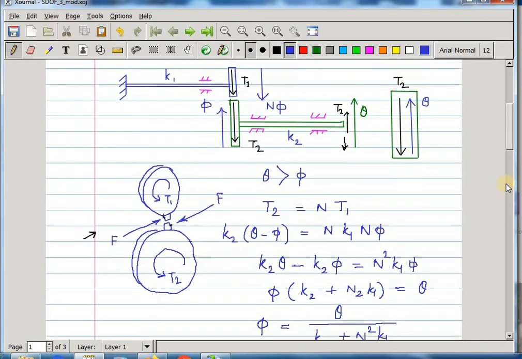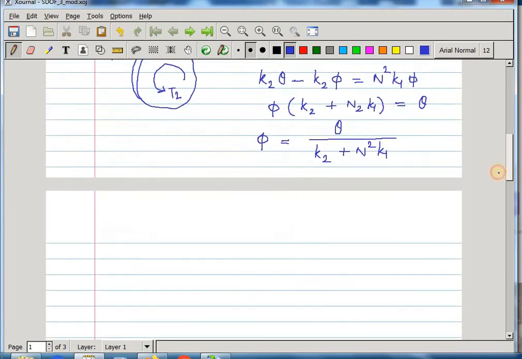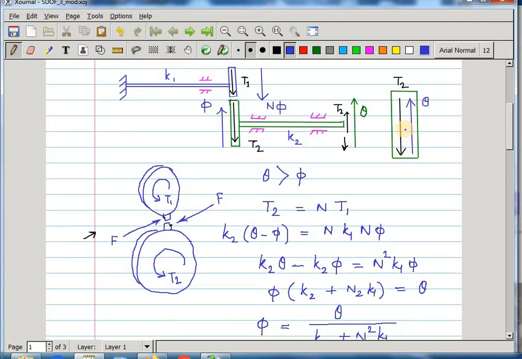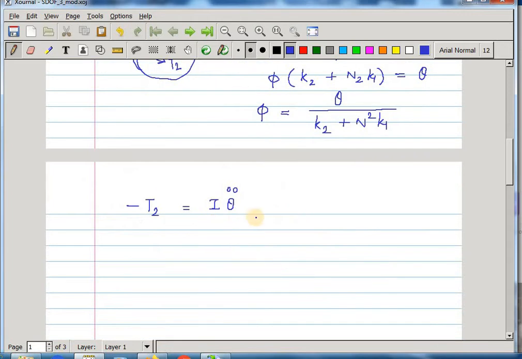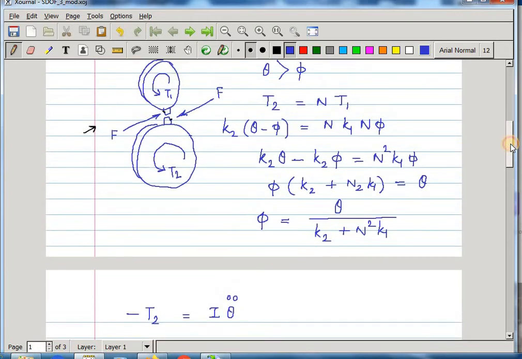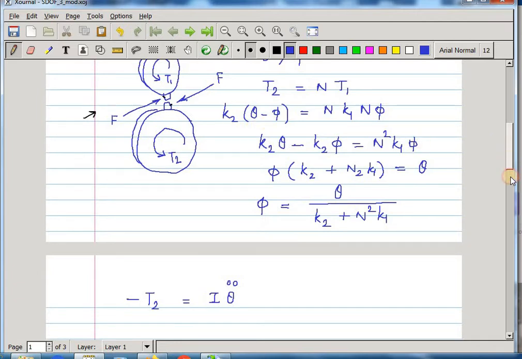Now for this disc, minus T2 is equal to I theta double dot. Why minus? Because in Newton's law, force equals m a, force and acceleration are in the same direction. So T2 equals I theta double dot, where T2 and theta double dot are in the same direction. Here T2 is in this direction, so T2 in the direction of theta is actually minus T2. And we know T2 is K2 times (theta minus phi).